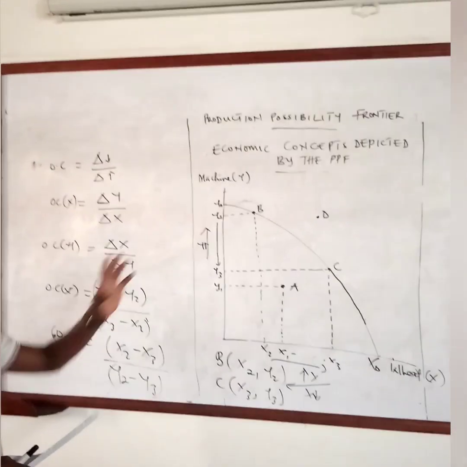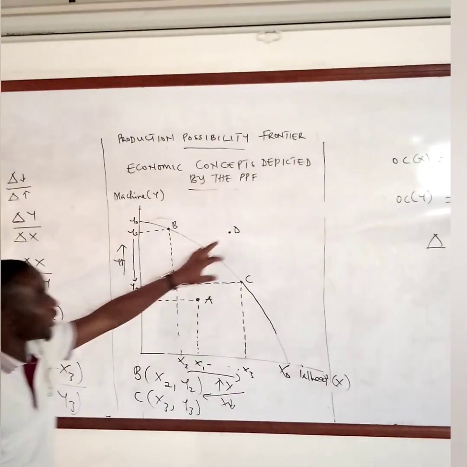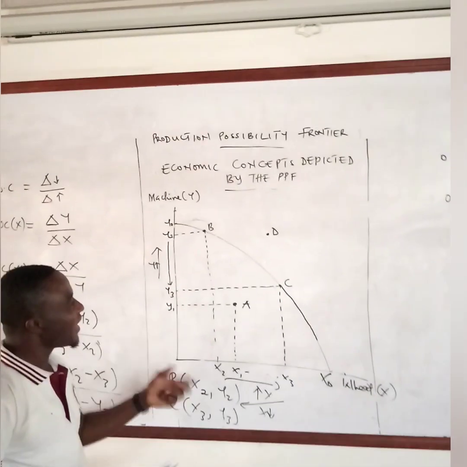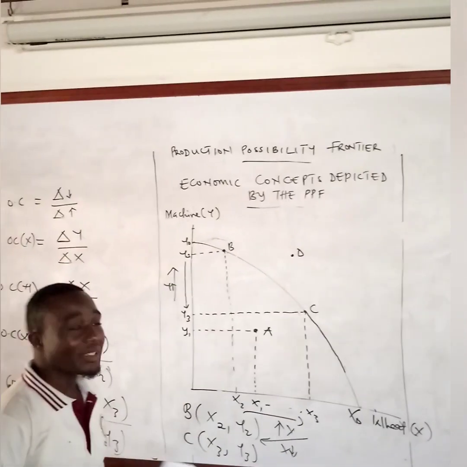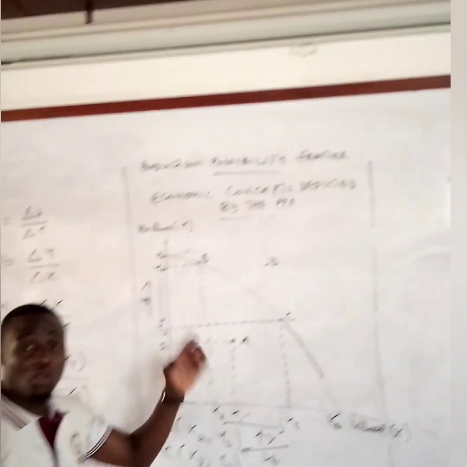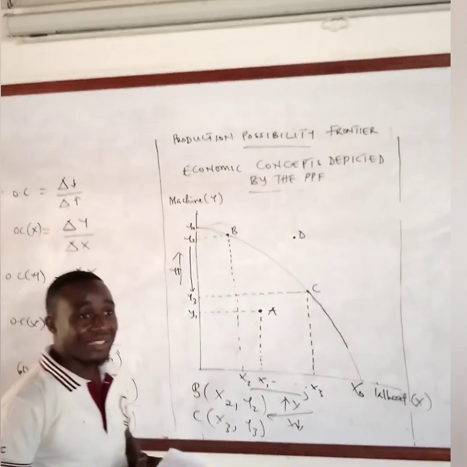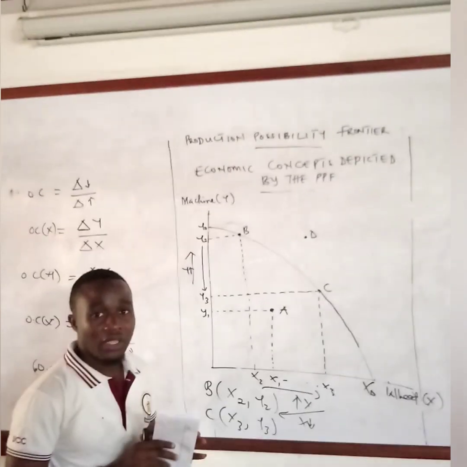Now let's talk about point D. What happens at point D? At point D, you see that the economy really wants to get there. We desire to get to point D, but it's not possible because of the assumptions that we put in place. So we said that there are limited resources and our technology is fixed.